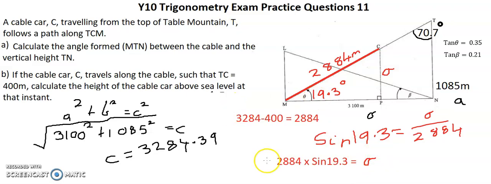So that leaves me with my opposite as 953.2, which is my height.